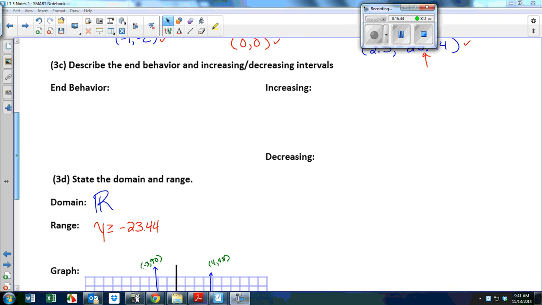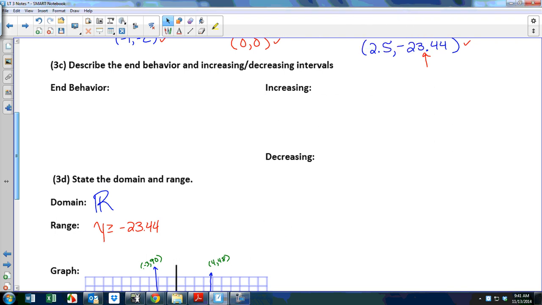All right. Now let's answer the last two parts. Part 3C, the end behavior and the increasing and decreasing intervals. End behavior. You read a graph like you read a book from left to right, okay? So when we're doing the increasing and decreasing, we're going to read it from left to right. But the end behavior is asking a question. What's the function doing at the end?